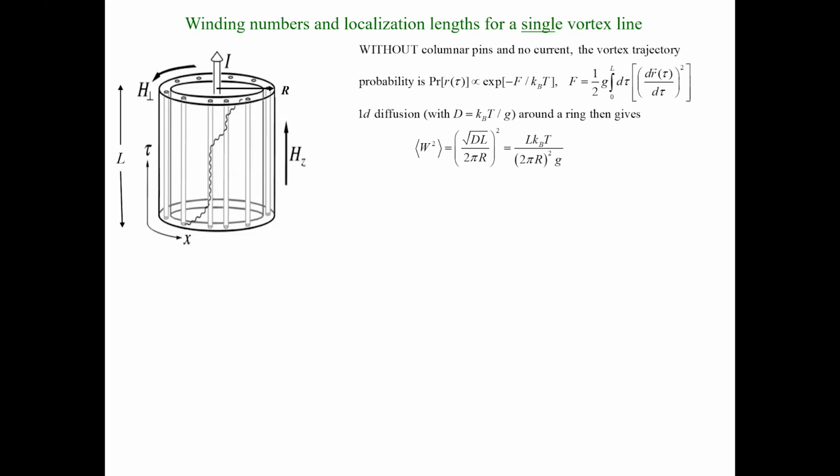And if you work out the winding number, you can get basically the kind of result that Sam Edwards got back in the 1960s. What is it? It's basically a length, which is a diffusive length of this thing wandering now basically in one dimension around the ring. And this numerator is how far it wanders in a cylinder of length L with an effective diffusion constant that's again temperature over G, or k_B T over G. This is how far it wanders. It's a random walk after all.